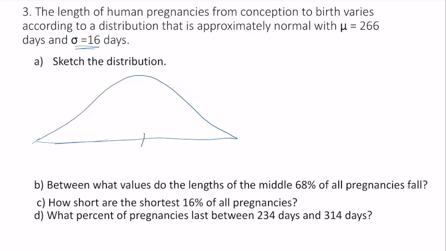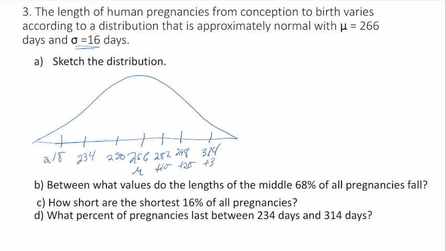I'm getting better at this. Okay, my mean is 266. I'm going to mark my first, second, and third positive standard deviations and my first, second, and third negative standard deviations. So that's going to give me 282, 298, and 314. If I go down, that gives me 250, 234, and 218.